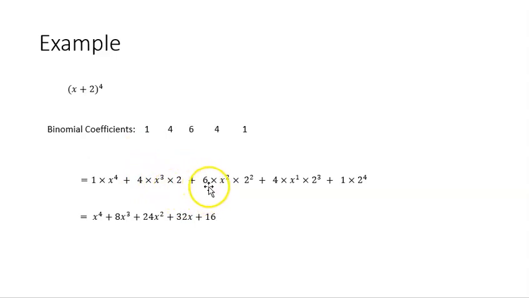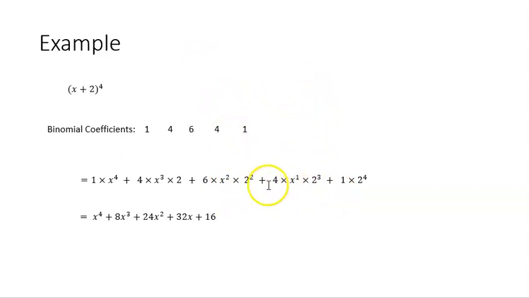So now we go plus 6, because our third term has the binomial coefficient of 6, times x to the power of 2, because again we go 1 back from our previous one, which is x to the power of 3, and we add 1 to the exponent of our previous term, so it becomes 2 to the power of 2. So then the third term becomes 6 times x squared times 2 squared. Now we're not quite done yet.